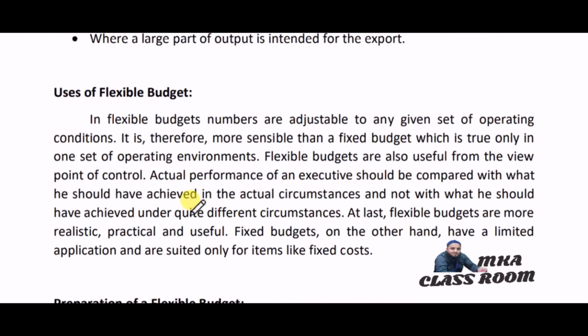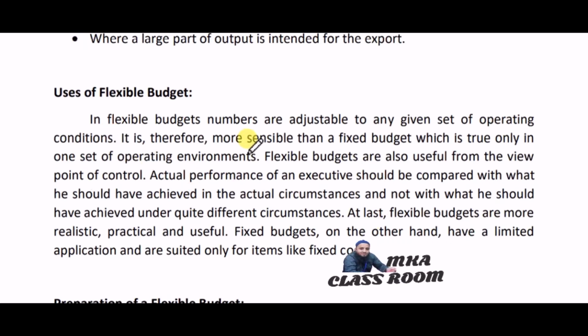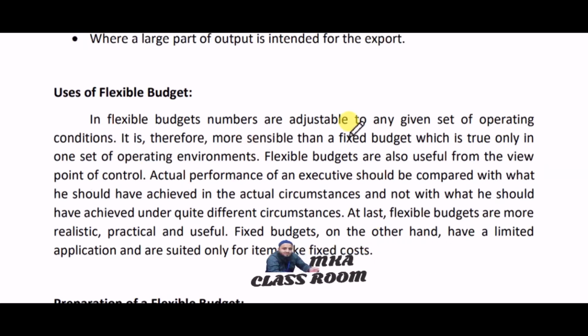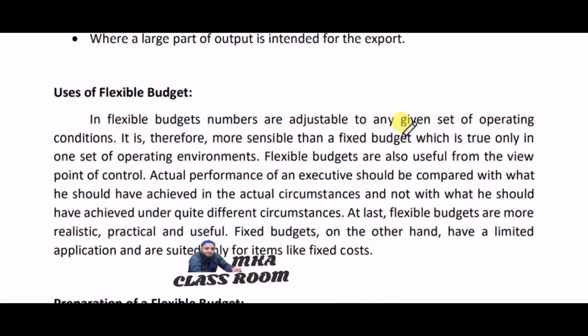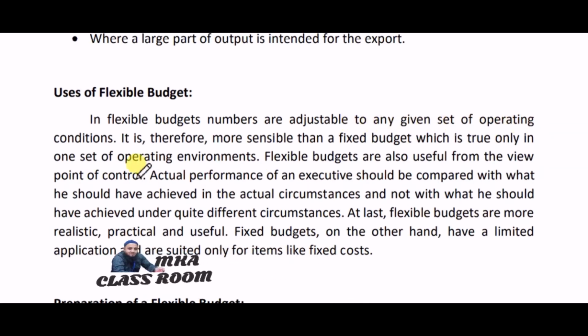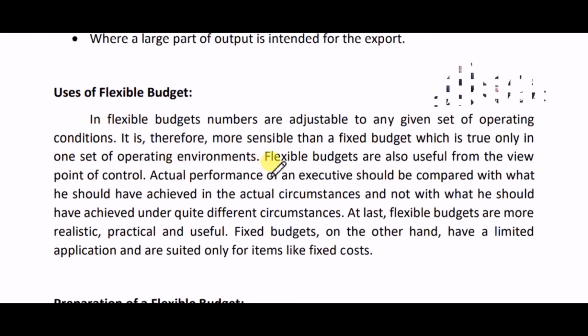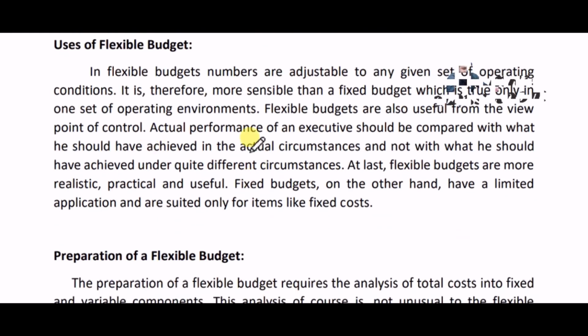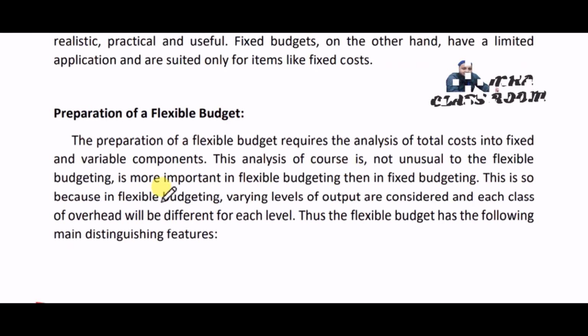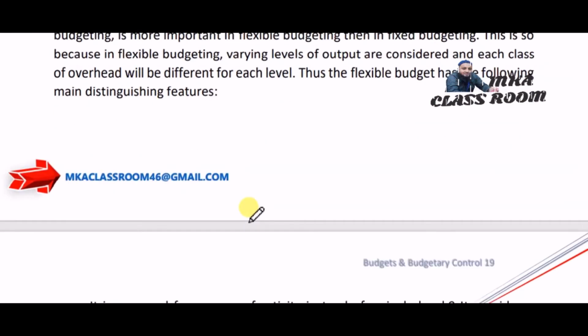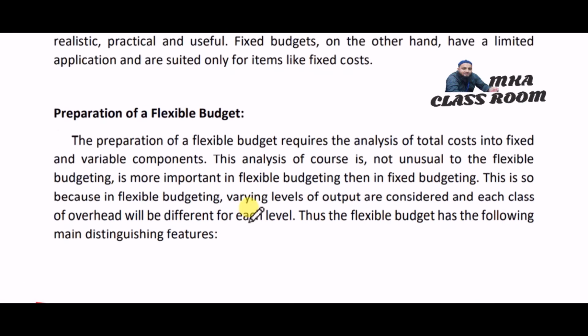Uses of flexible budget. In a flexible budget, numbers are adjustable to any given set of operating conditions. It is therefore more sensible than a fixed budget, which is true only in the set operating environment. So these are the uses of a flexible budget. Now, preparation of a flexible budget, that means how we prepare it.